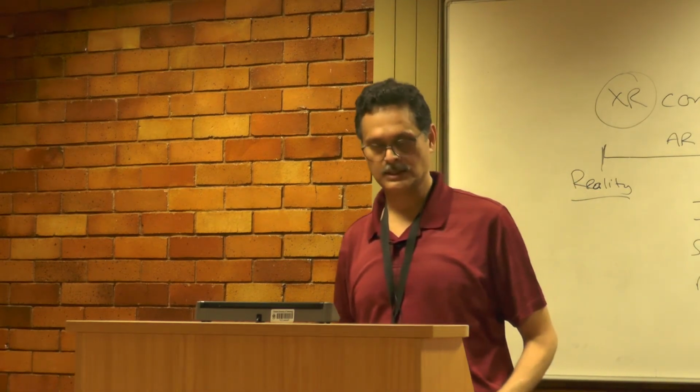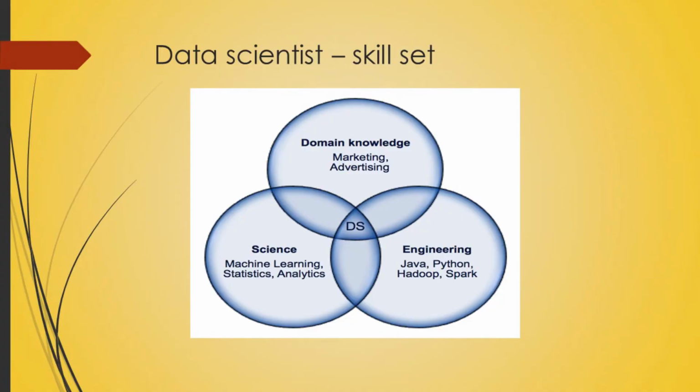Okay, so if I look at the data scientists and what is the knowledge skill set that they must have, now it's asking for a lot, but still that is what it is. You obviously have to have the knowledge of that domain. For example, if you're in the banking sector, you must know what those terms and technologies are.